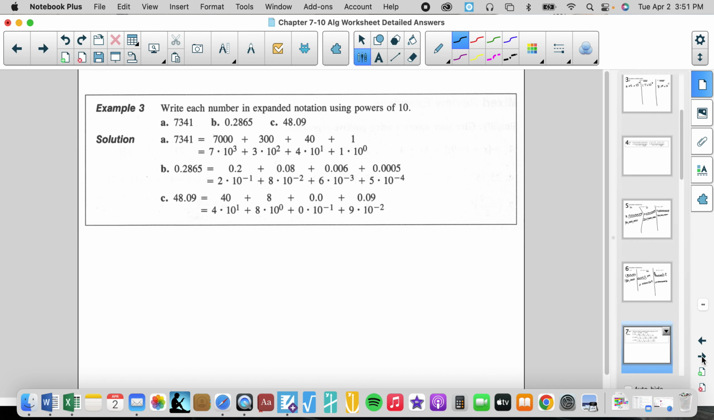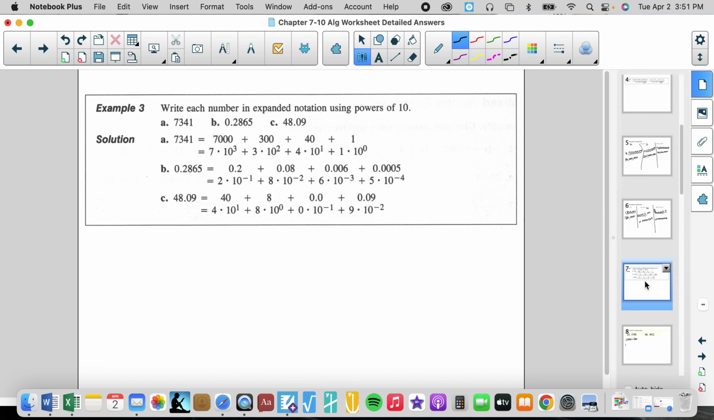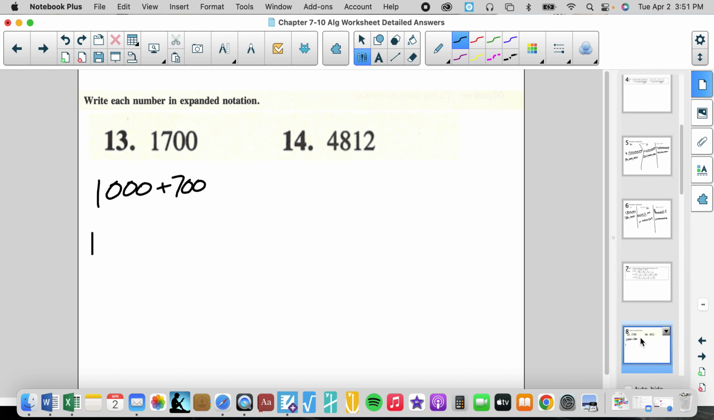Write each number in expanded notation using powers of 10. This is the most bizarre thing. I have never seen the reason why we need to do this, but I get it. We'll do it. So that's 1,000 plus 700. So 1,000, how do we write it? 1 times 10 to the third plus 7 times 10 to the second. That's how you write it.